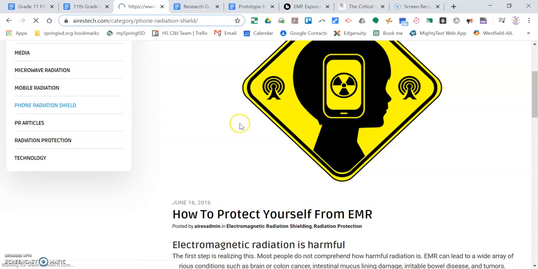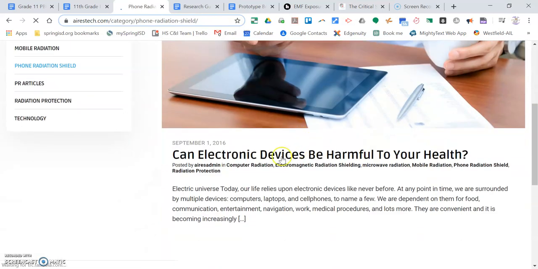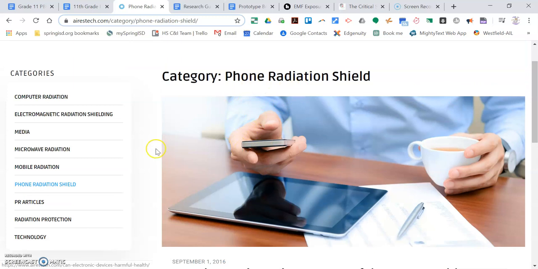There are different things that students can click on and look at. So what about phone radiation shields? Or what about mobile radiation?